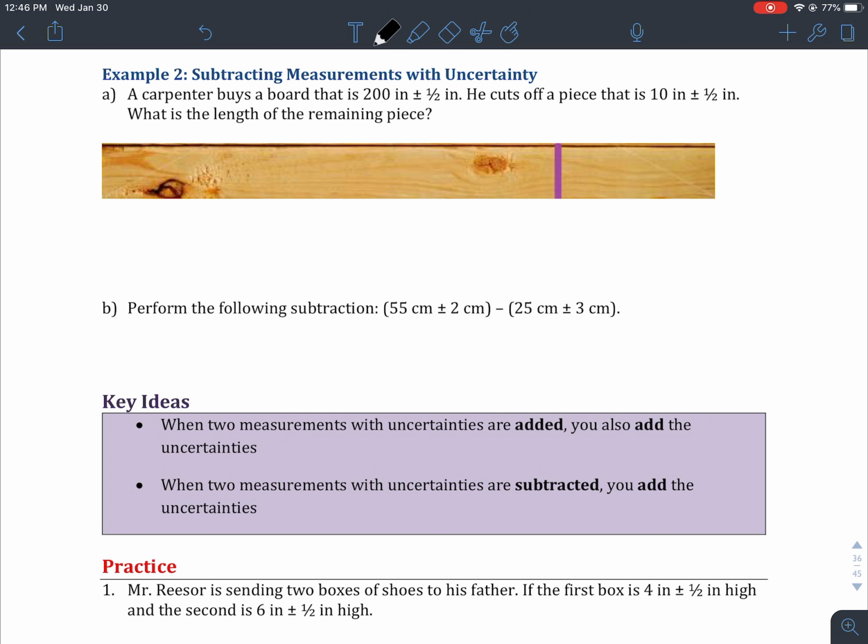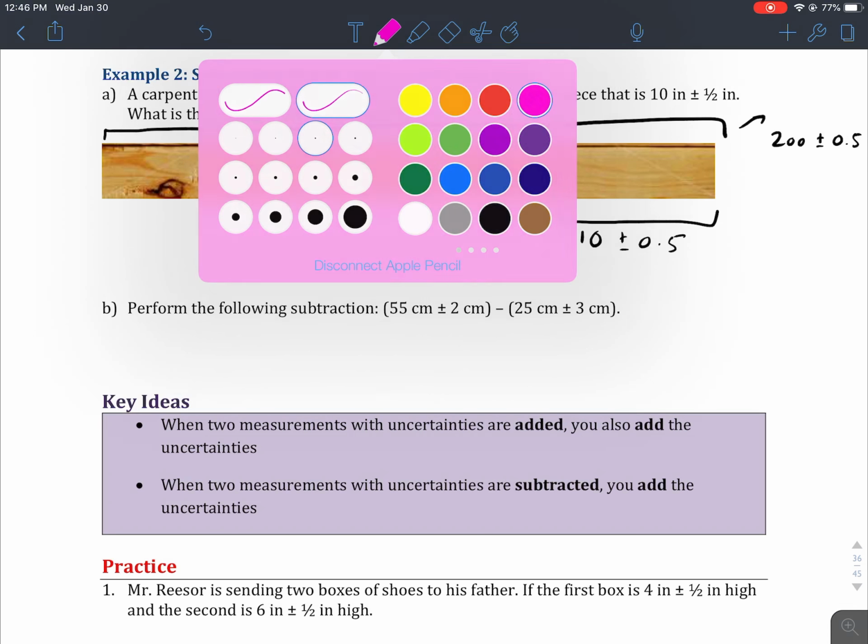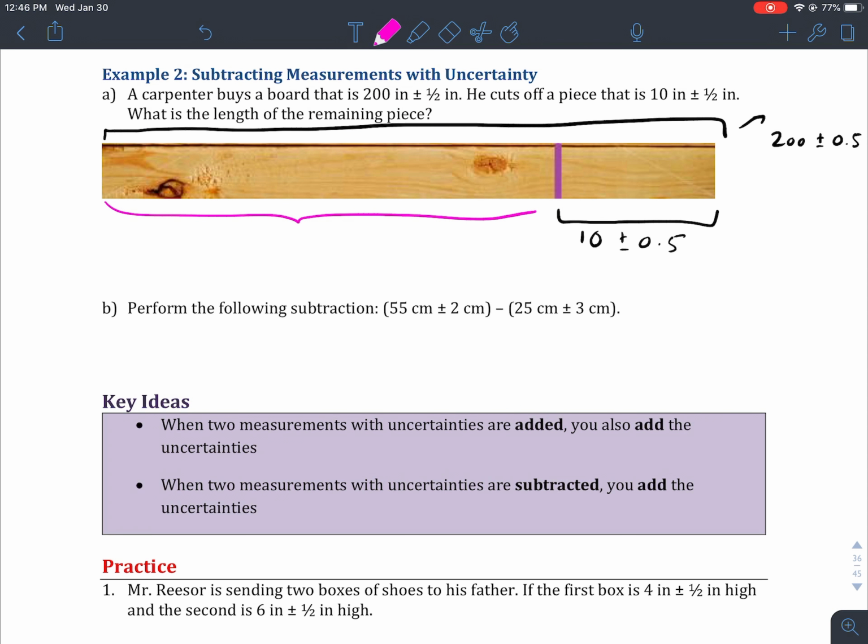Okay, second example, a carpenter buys a board that is 200 inches plus or minus half an inch, and he cuts off a piece that is 10 inches plus or minus half an inch. What's the length of the remaining piece? So it helps if we add some numbers to this. So this entire board is 200 plus or minus 0.5 inches. The little piece we're going to cut off is 10 inches plus or minus half an inch. And we're asked what the length of the remaining piece is.